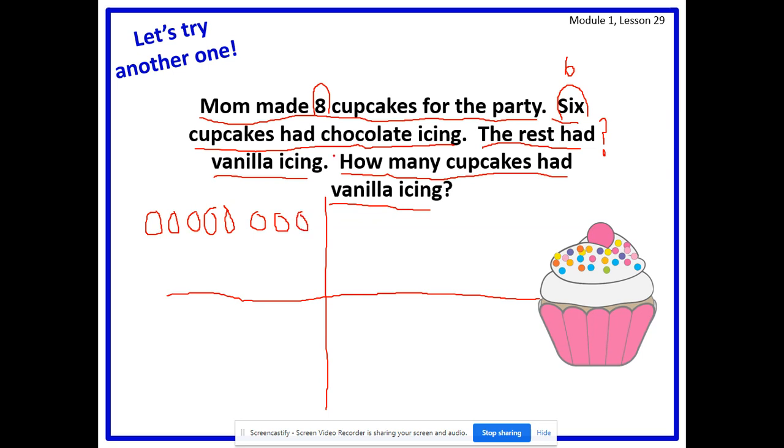And then it says, circle the part given. Well, we know that 6 cupcakes had chocolate icing and the rest had vanilla icing. So what is our part? Get ready. 6. So let's go ahead and circle 6. And we could put a C because these are the ones that had chocolate, and V because the leftover are the ones that have vanilla.